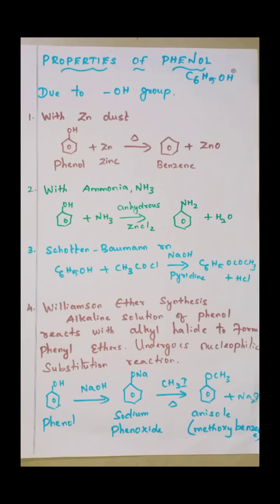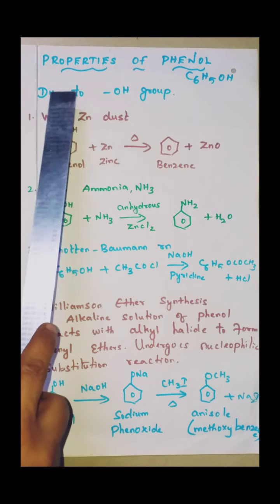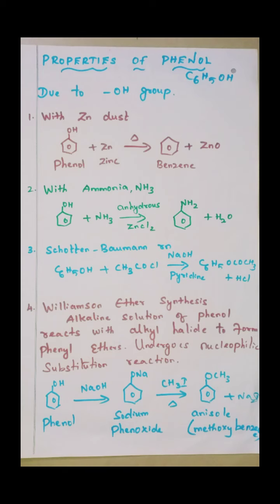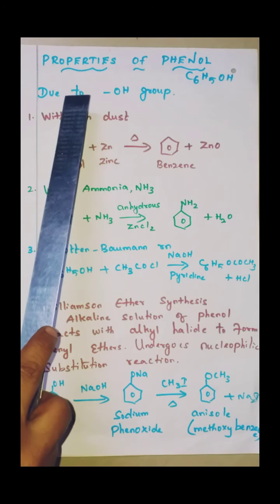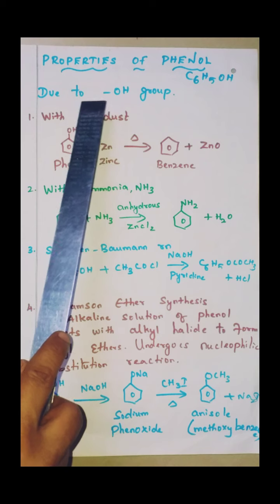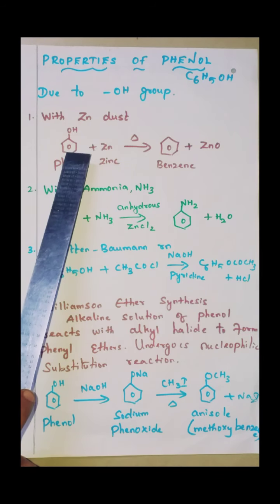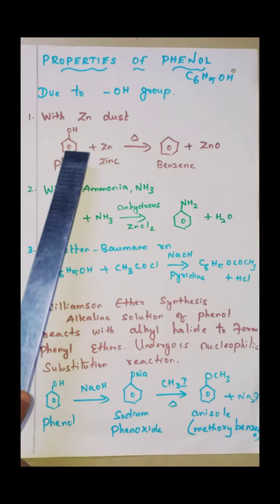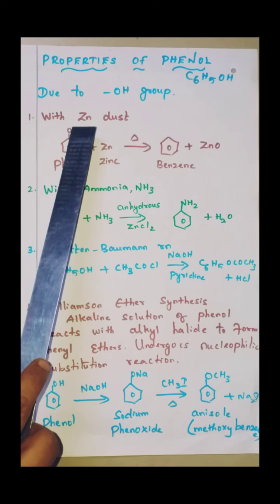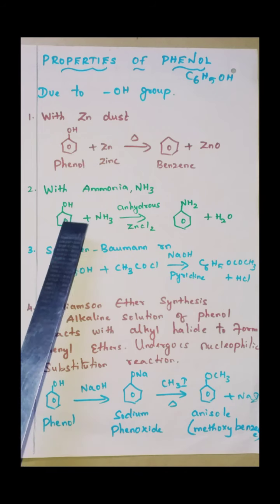So in properties, there are a few reactions based on the OH group, and the next few reactions are due to the benzene ring. See here, the first type of property is due to the OH group. That means in the benzene ring, C6H5, then one OH. So only the reaction is due to the OH group. There is no change in the benzene ring.